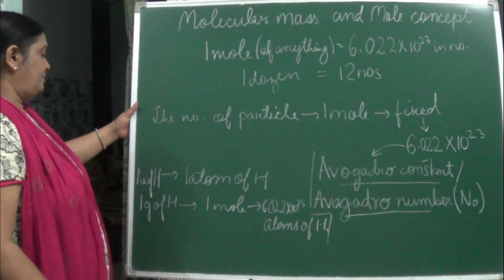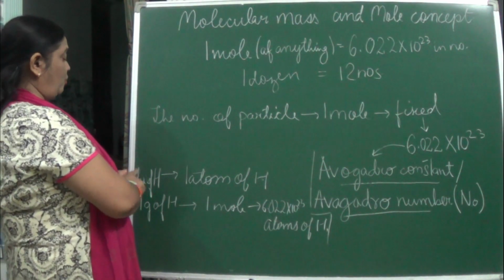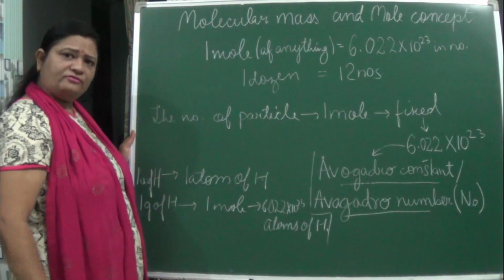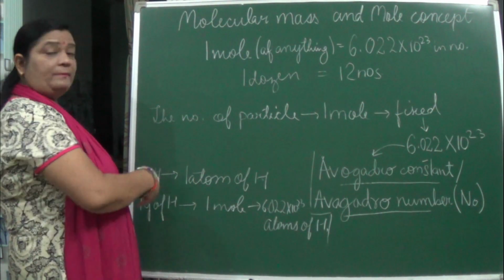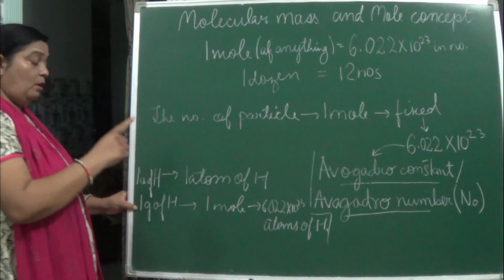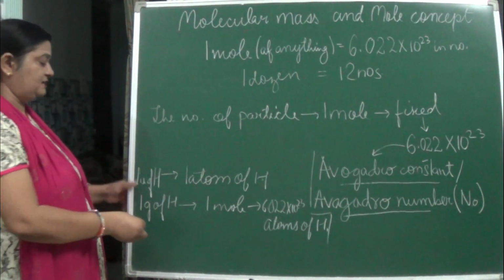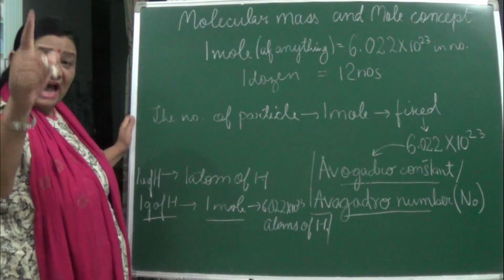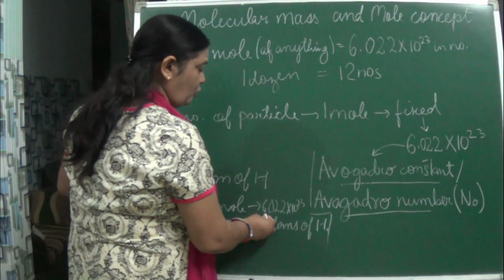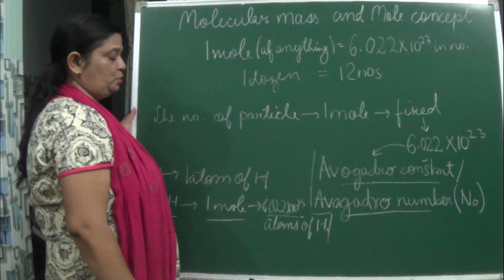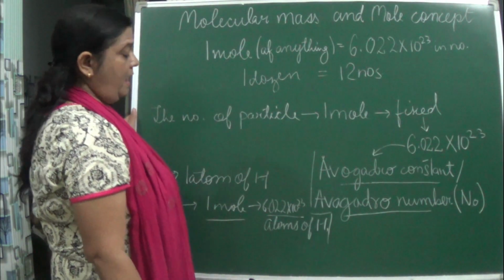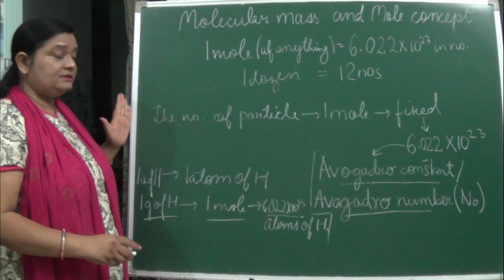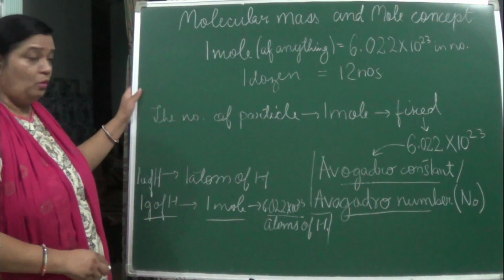Now, one atomic mass or one unified mass of hydrogen is equal to one atom of hydrogen. We also read this. So here, when we say 1 gram of hydrogen, it says about 1 mole of hydrogen, and that 1 mole of hydrogen will consist of 6.022 into 10 to the power 23 atoms of hydrogen. So this is what I wanted to tell you about the mole concept.